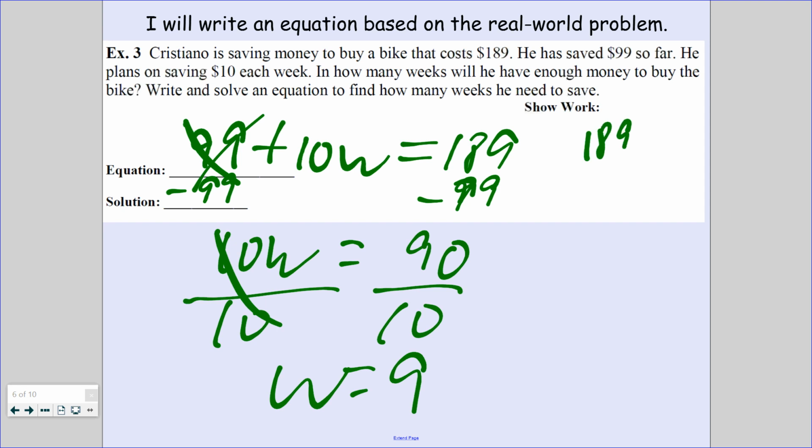To check your work, $189. He saves $10 each week, for 9 weeks, that's $90. Okay, let's do it again. He saved $99 so far, and he saved for 9 weeks, and each week he saves $10, that's $90. So that's why it's $189. So what we did is we looked at our story problems and wrote each as a two-step equation, and then we solved it.